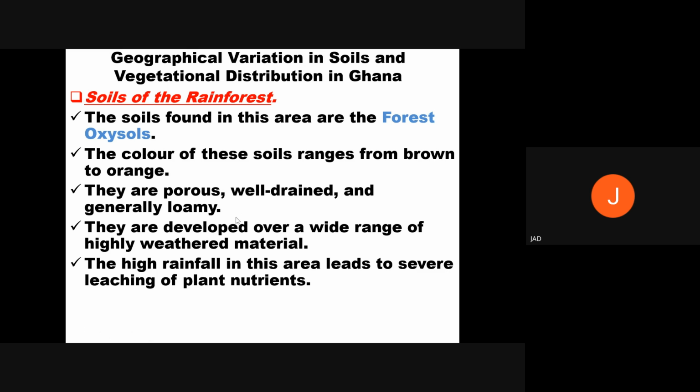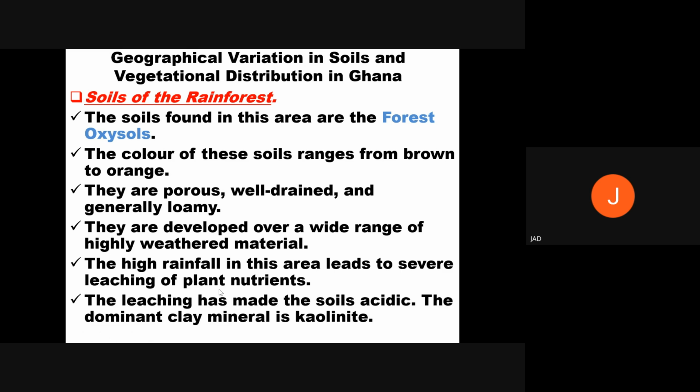The high rainfall in this area leads to severe leaching of plant nutrients. The leaching has made the soil acidic, and the dominant clay mineral is kaolinite. And what is kaolinite? Kaolinites are more or less aluminum silicon based clay.